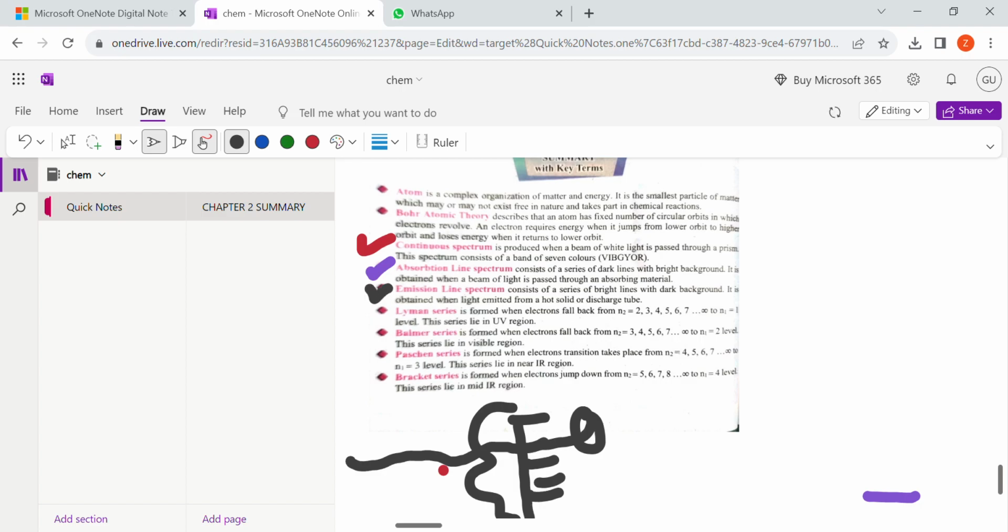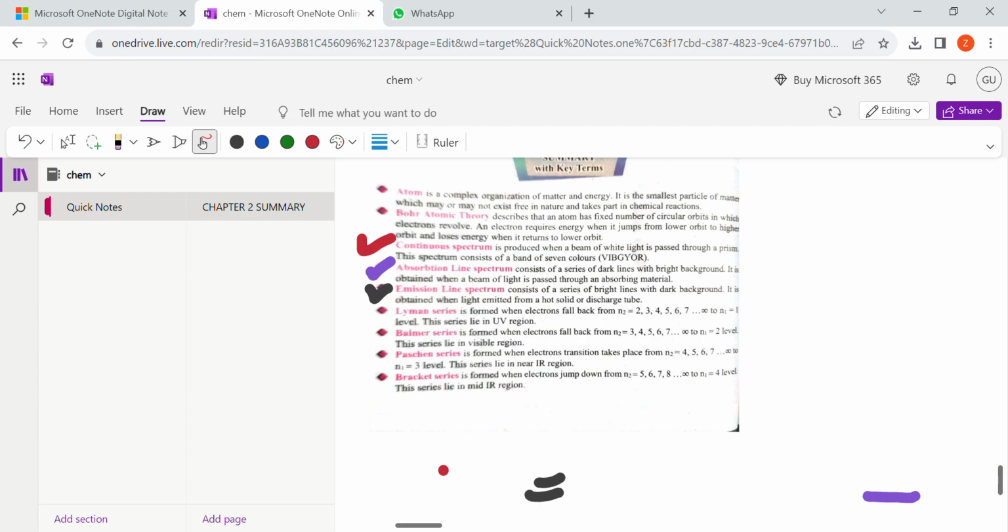Now we are going to discuss the emission spectrum. The emission spectrum consists of a series of bright lines on a dark background. Okay. Absorption was in dark lines, but this spectrum is a series of bright lines with a dark background. In both, there is a difference.